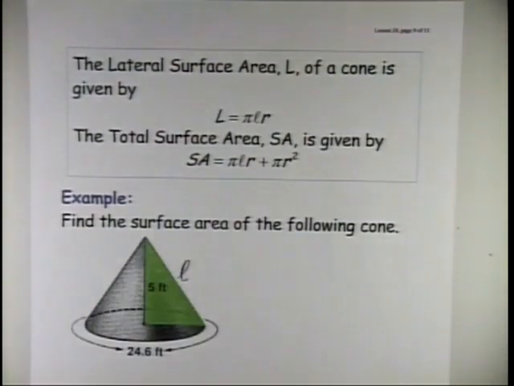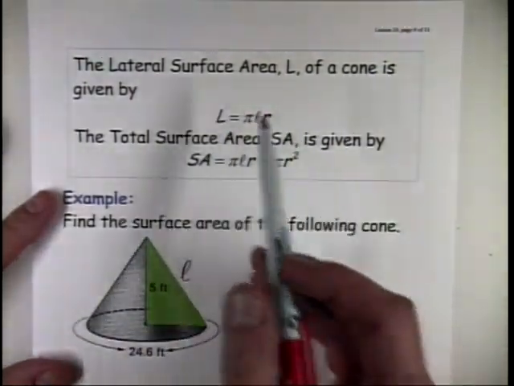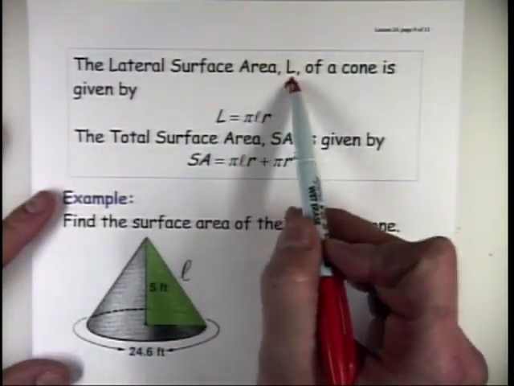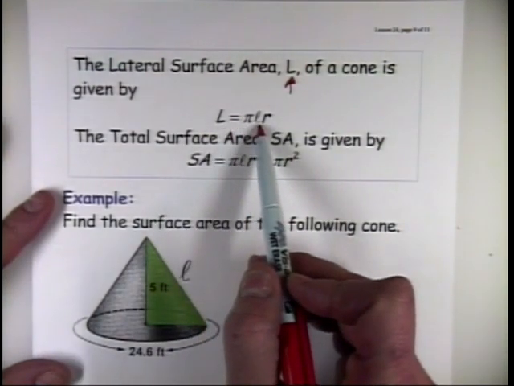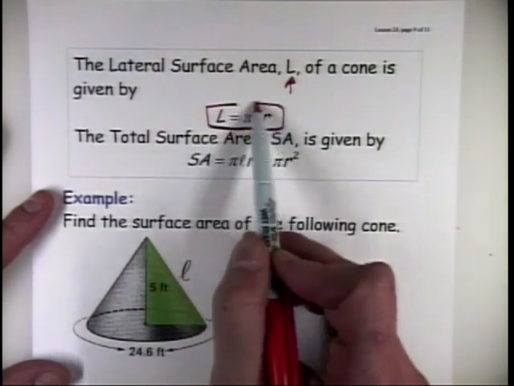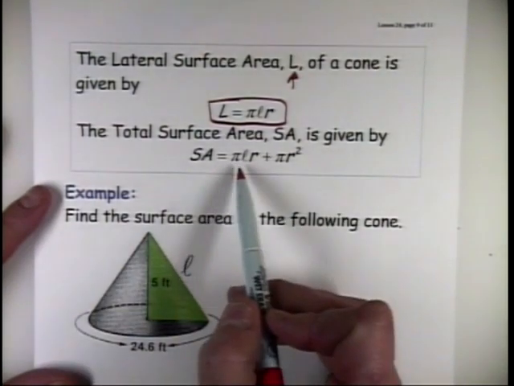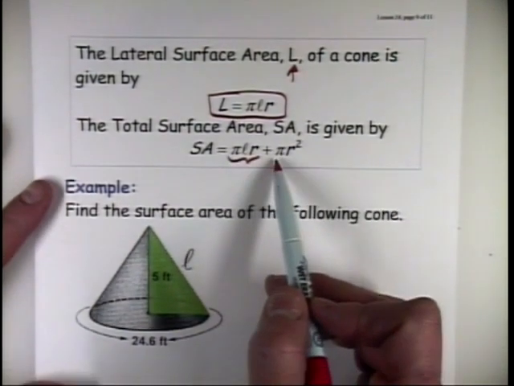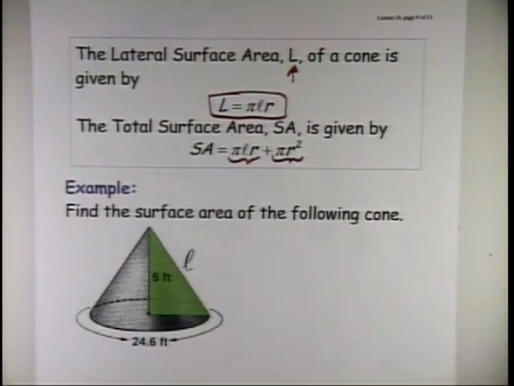So we need to know what the formula is, okay, because this one is not as intuitive as some of the others. The lateral surface area, L, we're still calling it L, of a cone is given by pi times L, the slant height, times r, the radius of the base. That's a pretty important formula. It'll be on the chart. The total surface area is the lateral, pi L r, and we just add the single base, which is a circle. So remember, the area of a circle is pi r squared.